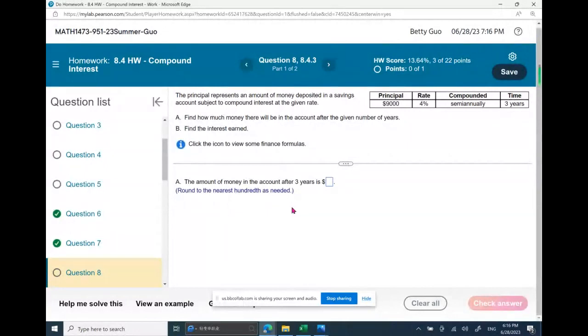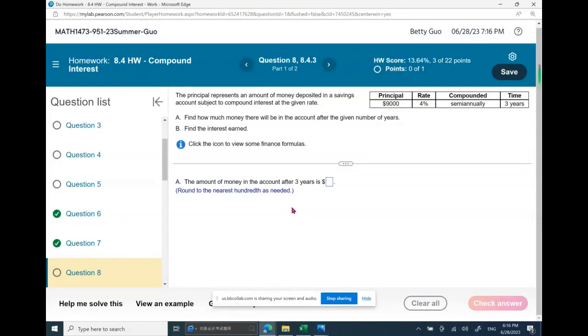Question number 8. The principal represents an amount of money deposited in a savings account, subject to compound interest at the given rate. Let's look at the table on the top right corner. Principal is given $9,000, annual interest rate 4%, compounded semi-annually. Time is 3 years. So those are the information about this compound interest savings account.